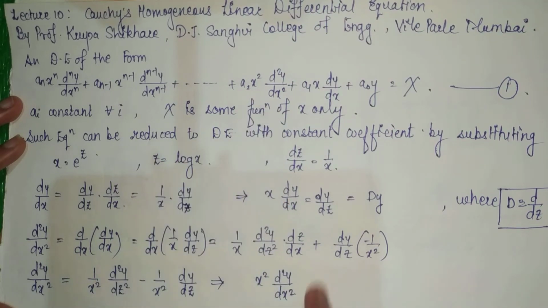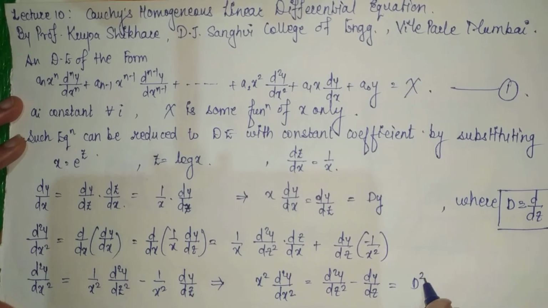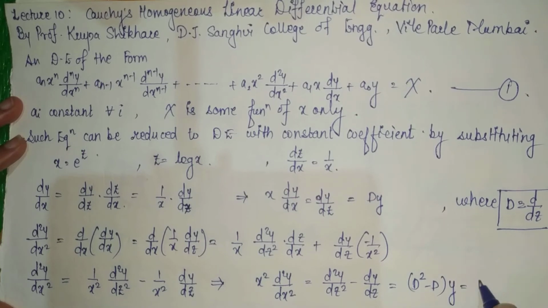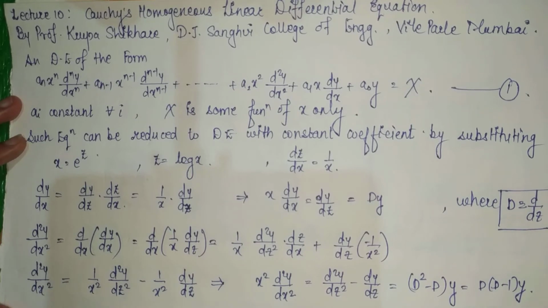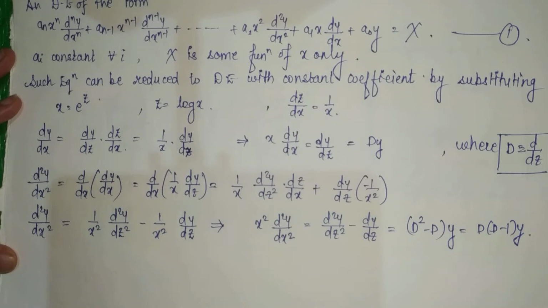So x square d square y by dx square is equivalent to d square y by dz square minus dy by dz. Now we can replace it in terms of D. So we will get D square minus D over y, or we can rewrite this as D into D minus 1 of y. On similar lines you can find it for the third order derivative.